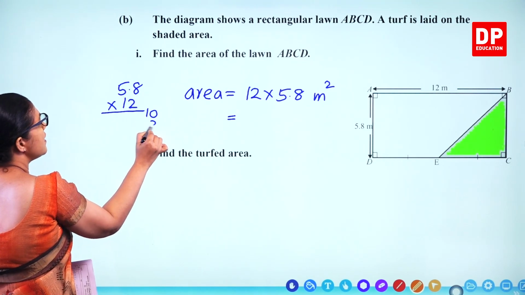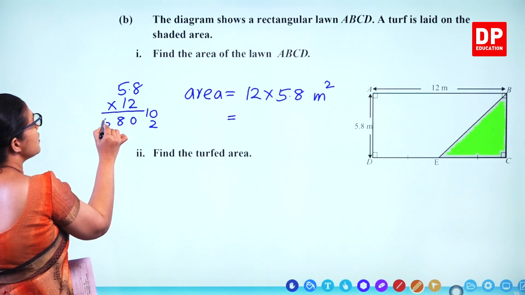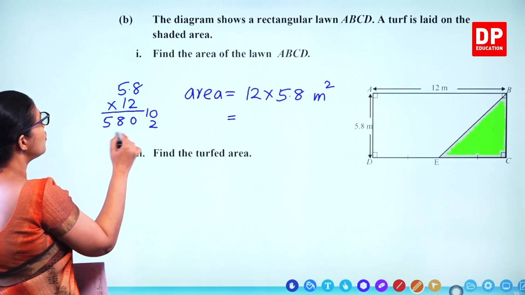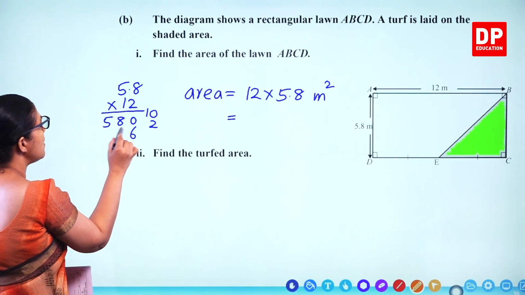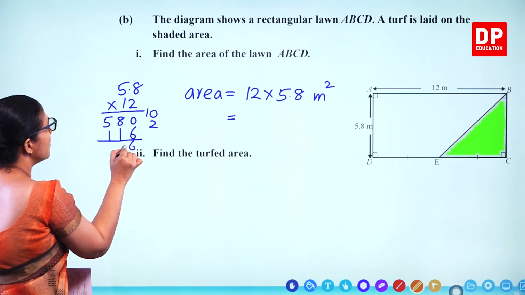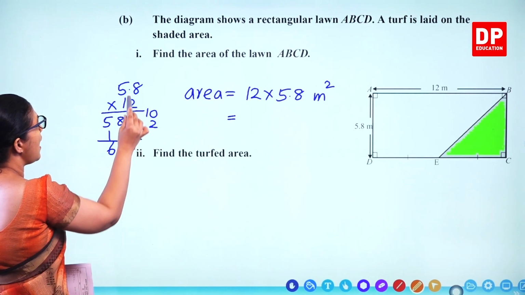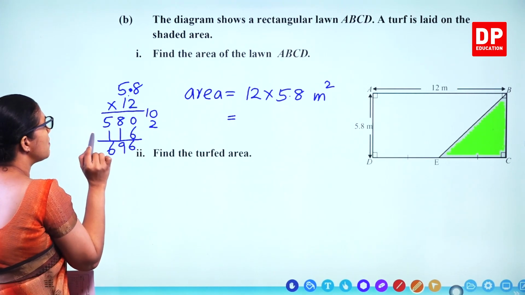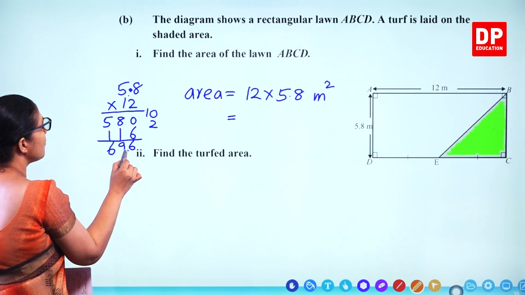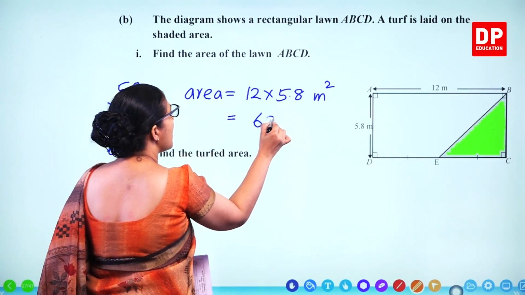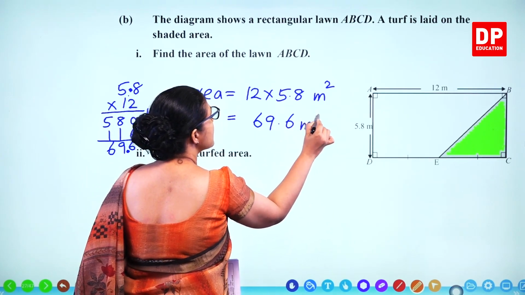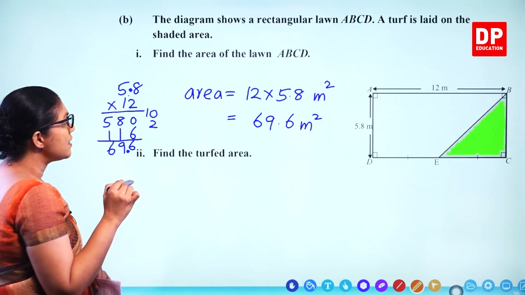First 10 and then 2. You multiply by 10 first and then 2. 2 times 8, 16. 1 remaining. 2 times 5, 10 plus 1, 11. And now add it and put 1 decimal point. 69.6. 69.6 square meters. Find the turfed area.